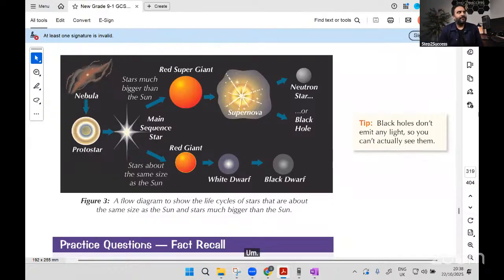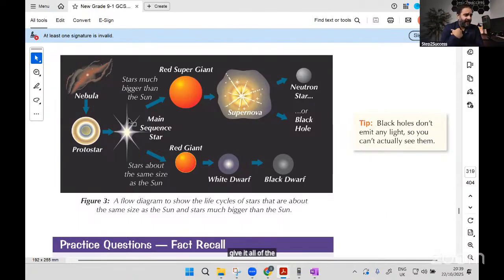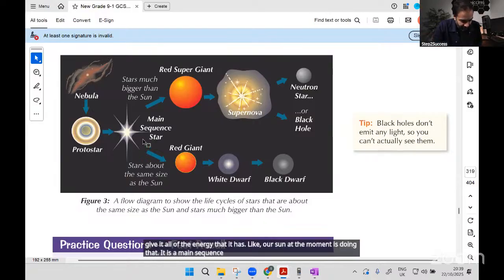A star starts its life as what's called a nebula, which is a cloud of dust and gas, and then it becomes a protostar. It then becomes a main sequence star, which is when hydrogen and helium are reacting together in a process called nuclear fusion to give it all of the energy that it has, like our sun at the moment is doing that. It is a main sequence star.